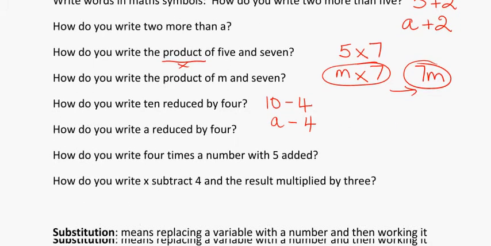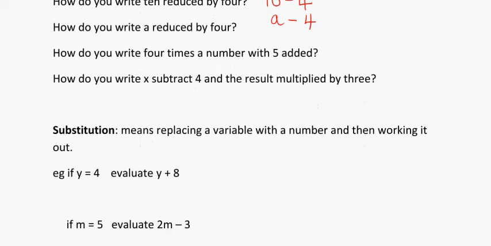How do you write 4 times a number with 5 added? Now we know 4 times a number. Let's just call the number, we don't know what it is, so it's a variable. We'll give it the letter y. 4 times a number, so 4 times y, and I write it as 4y. And with 5 added.